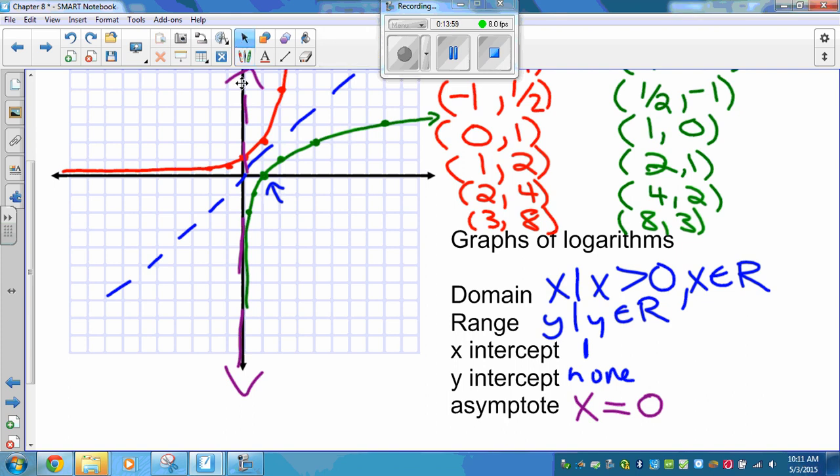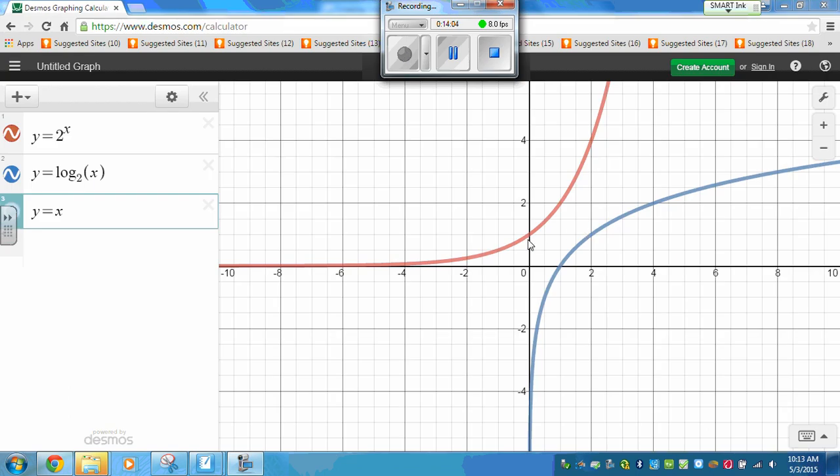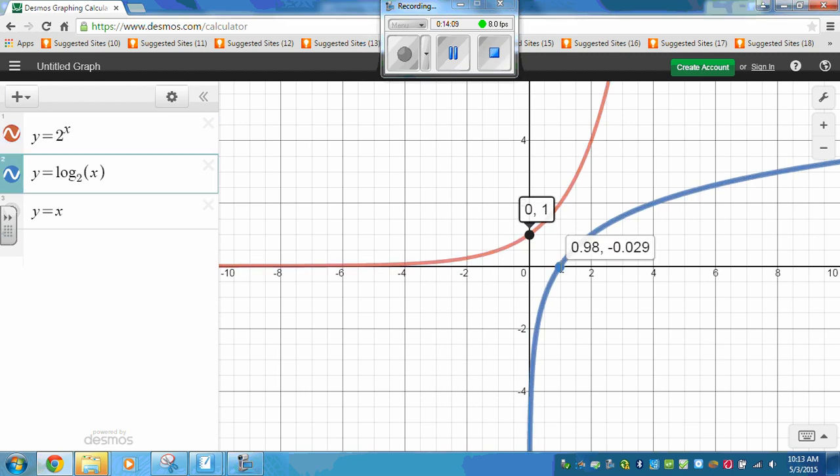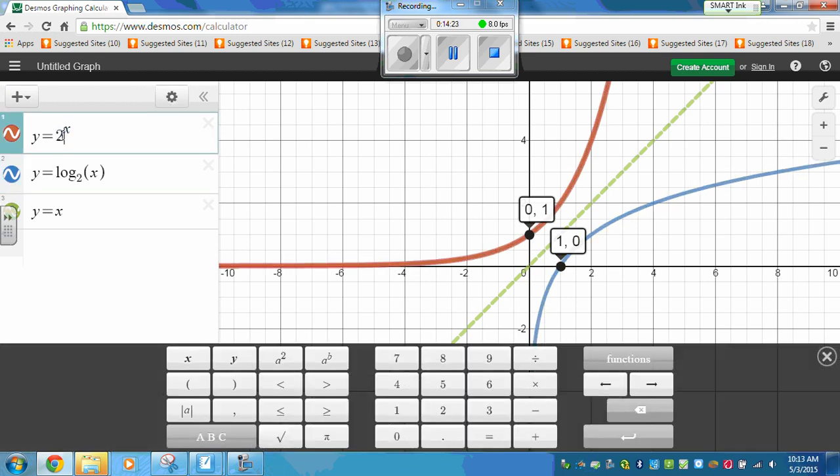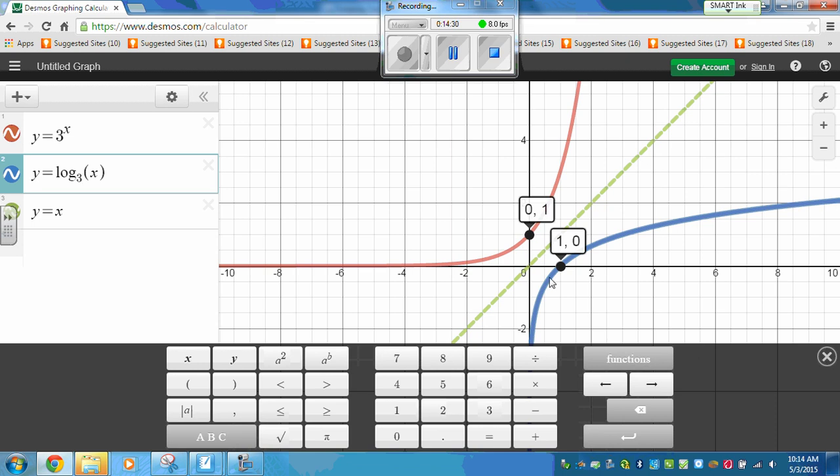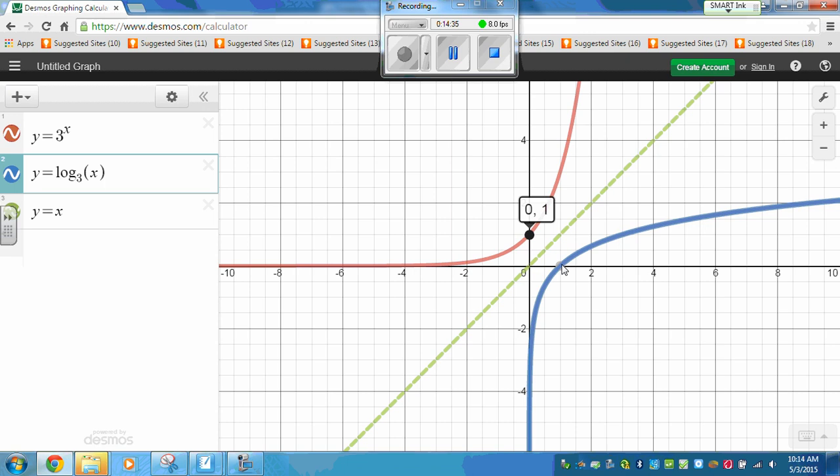I'm going to press pause and show the same thing on Desmos. Okay, so here I have my red graph, which is y equals 2 to the x. And here I have the inverse, which is log base 2 of x. And if you'll notice, it's like we've reflected about that line. And we could change the base to be anything, and we'd see that same relationship. So I could put 3 to the x, and then log base 3 of x. Still, they're going to be inverses of one another. That's kind of what those graphs look like right there.